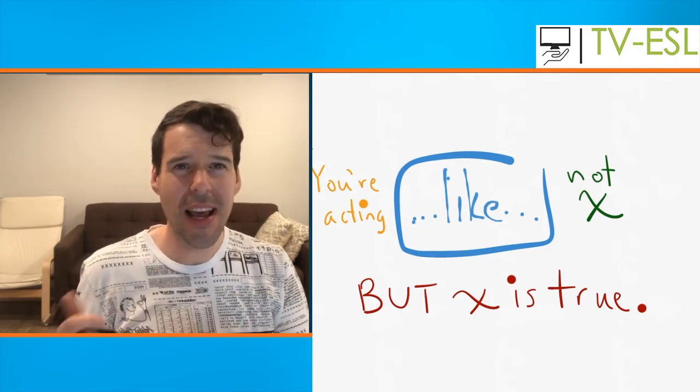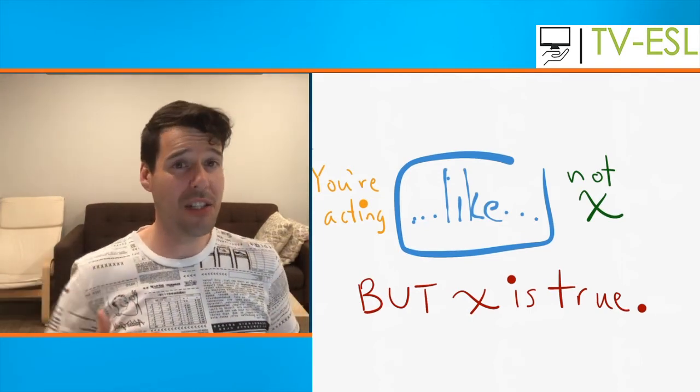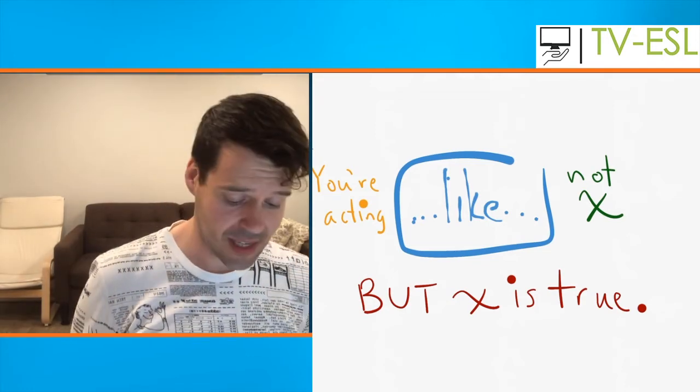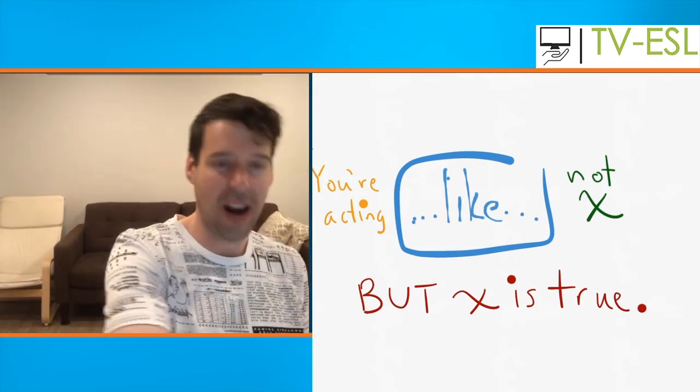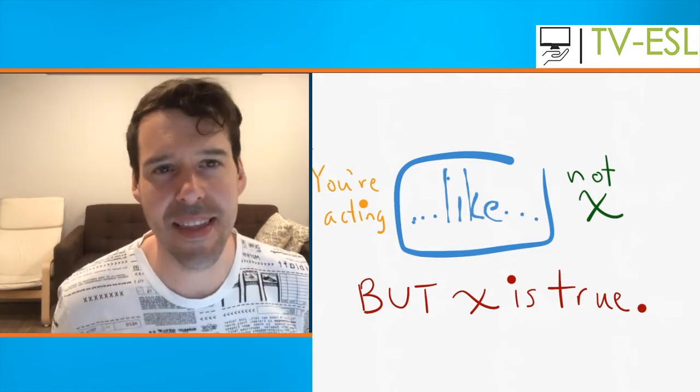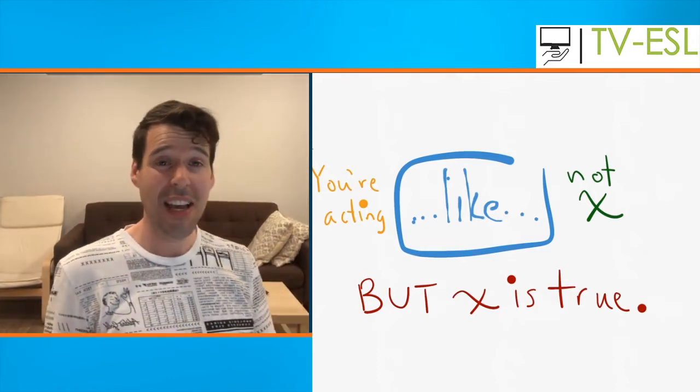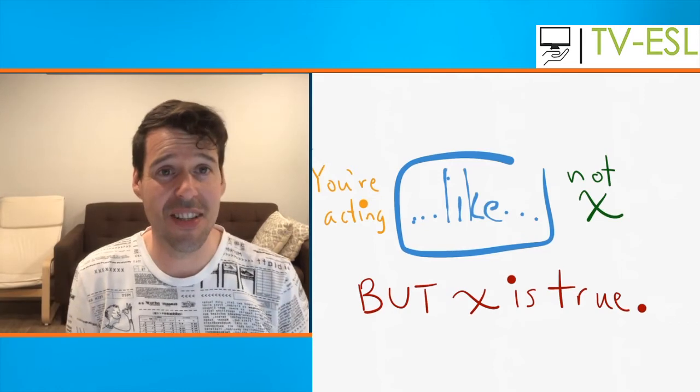And then as you repeat the idea and you visit the idea again, the framework of this equation can sort of fall away as you start to remember what these different parts are, like the you're acting and the not X, but X is true. You start to remember that that's it. And then before you know it, you will be talking just like a native.